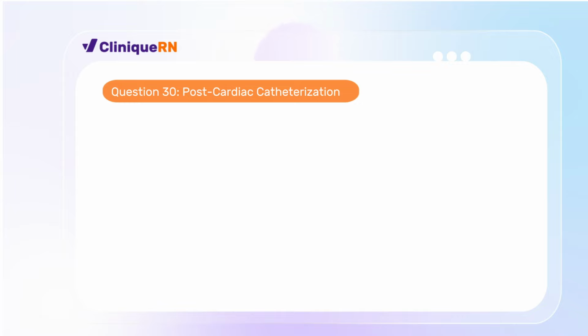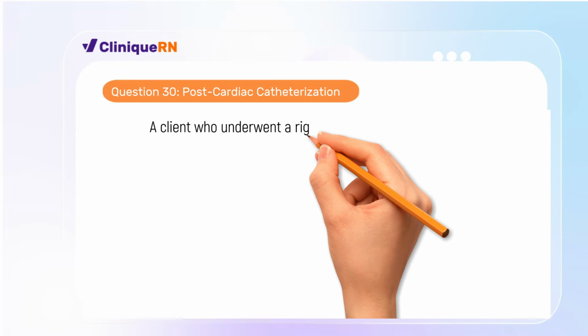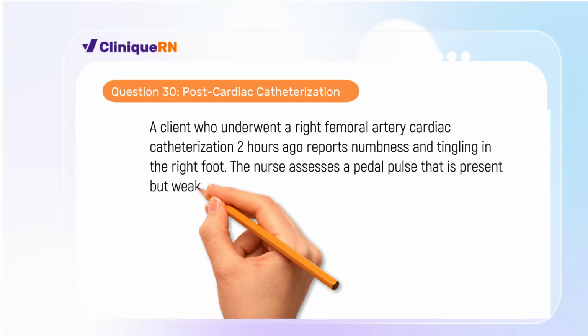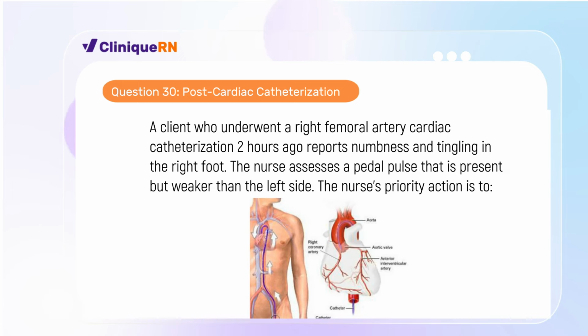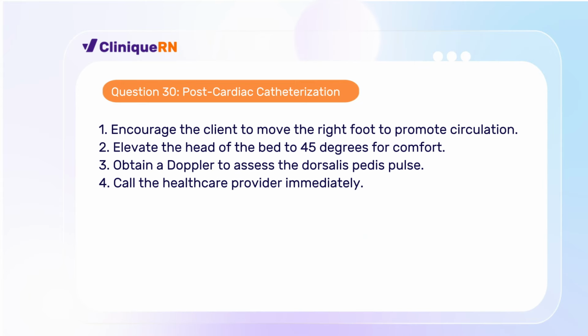Question 30. Post-cardiac catheterization. A client who underwent a right femoral artery cardiac catheterization 2 hours ago reports numbness and tingling in the right foot. The nurse assesses a pedal pulse that is present but weaker than the left side. The nurse's priority action is to: 1. Encourage the client to move the right foot to promote circulation. 2. Elevate the head of the bed to 45 degrees for comfort. 3. Obtain a Doppler to assess the dorsalis pedis pulse. 4. Call the healthcare provider immediately.